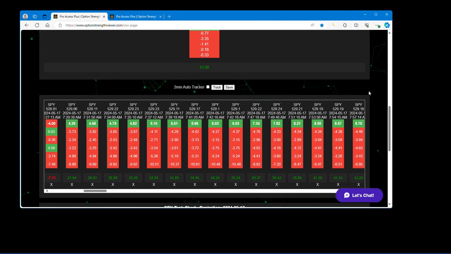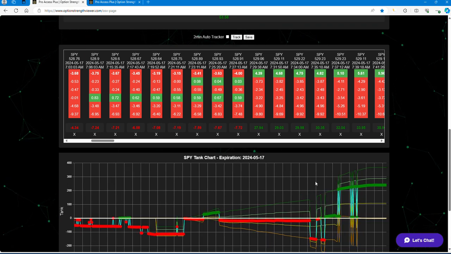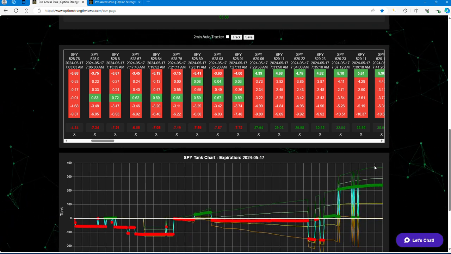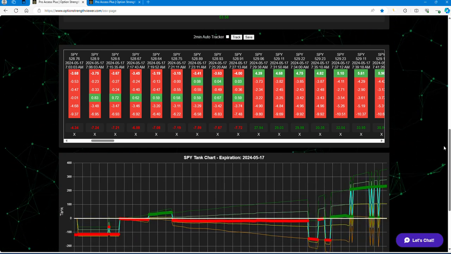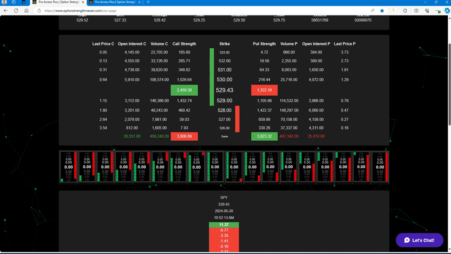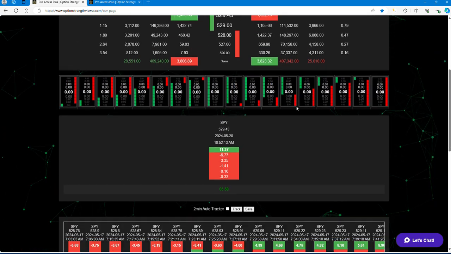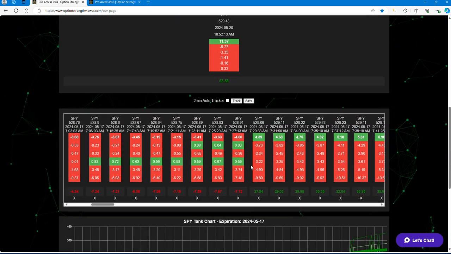Okay, so a lot of people have been asking how to use OSV, how to use OSV along with the OSV chart. This is the chart. This is a new feature only available on the top tier plan. Let's get to it. So this is the OSV, and this is the OSV tank.